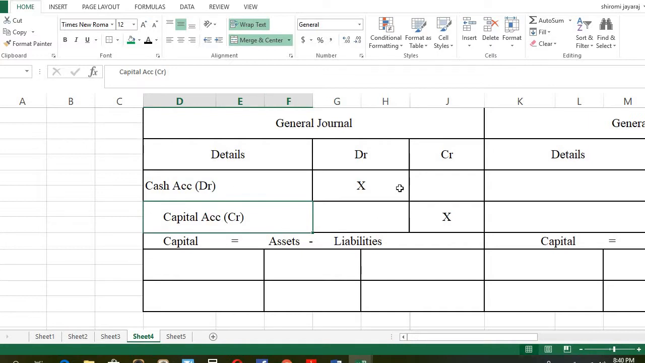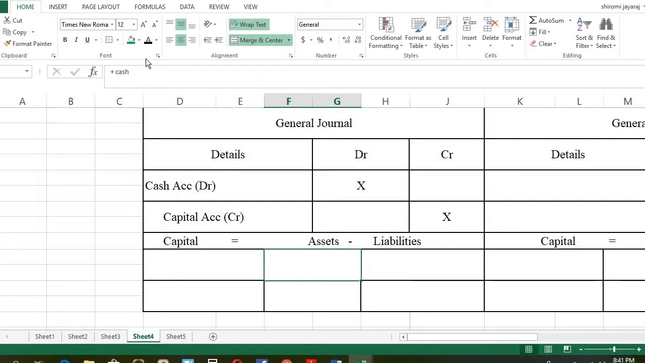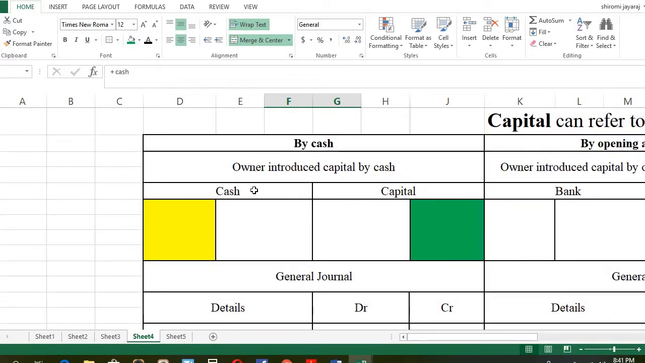Now, how are we going to show this impact in the accounting equation? The accounting equation is capital equals the assets minus liabilities. You can see cash we debited. Cash comes into the business. That means we consider cash as an asset. Therefore, we plus. And capital, we plus. So both will give positive figures. Hope you understood how to post entries for owner introduced capital by cash.